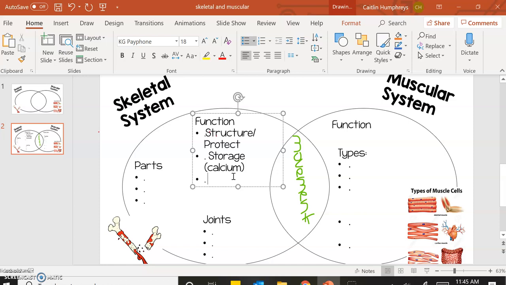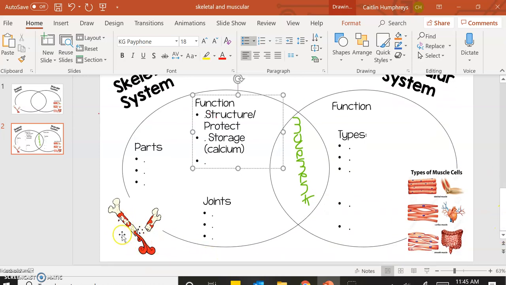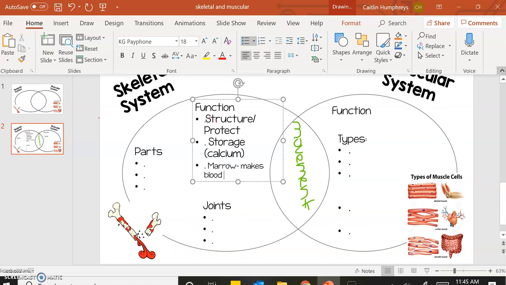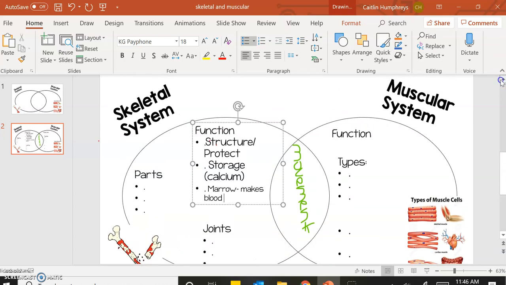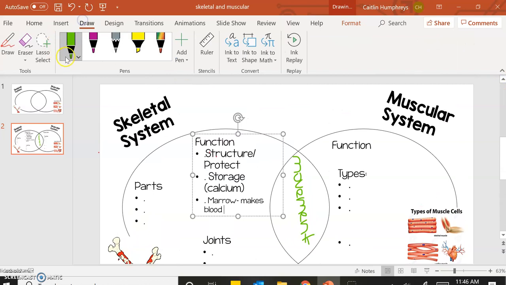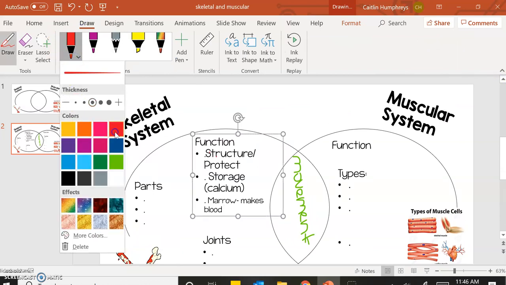And you're like, Miss Humphreys, what? Stop lying. I know. Now, the inside of our bones is this nice little squishy stuff right here, and that's called marrow. Bone marrow. And in the bone marrow, it actually makes our blood. So it makes blood. Well, we know from class that if I hear the word blood, I know I'm talking about the cardiovascular system. So just for full, comprehensive notes, we are going to draw another circle.